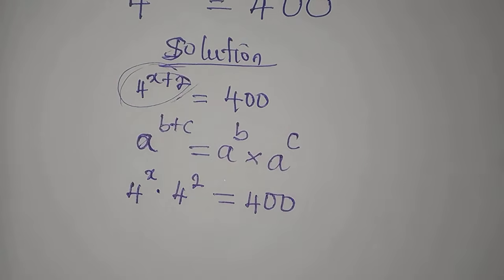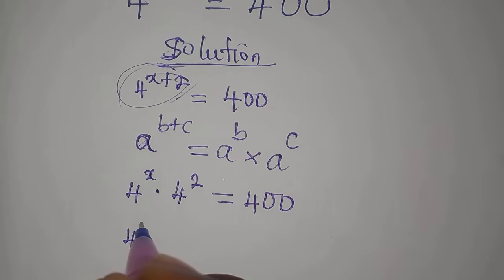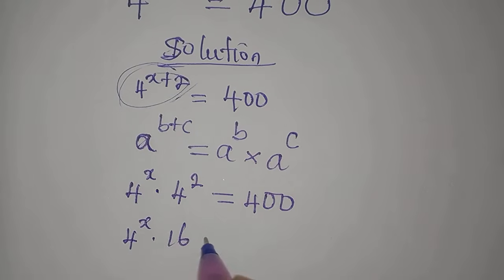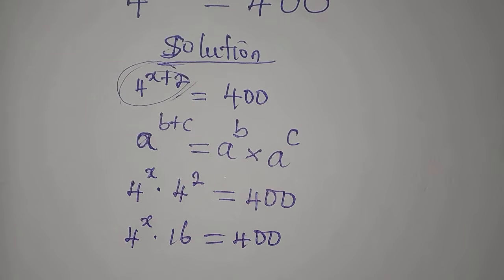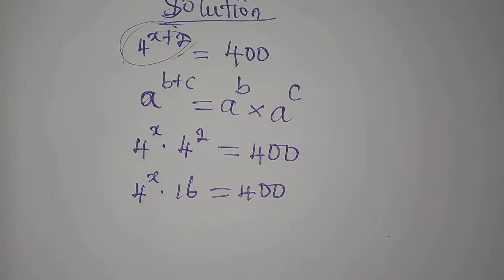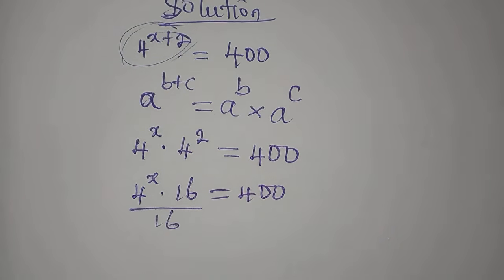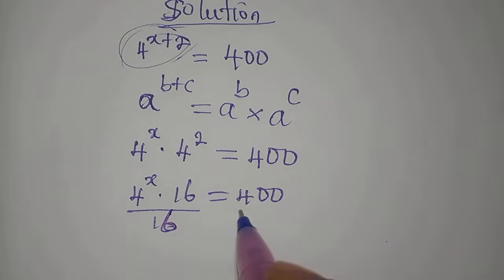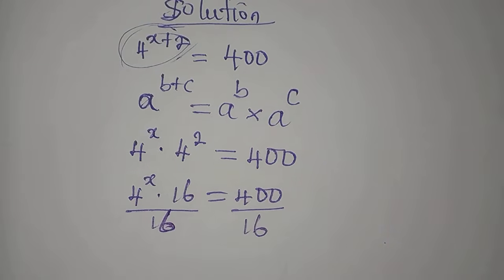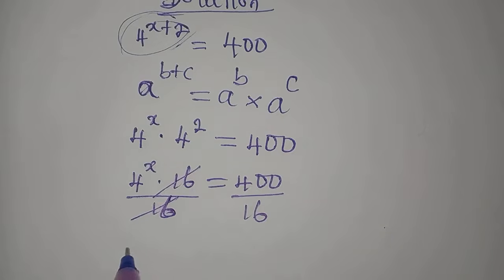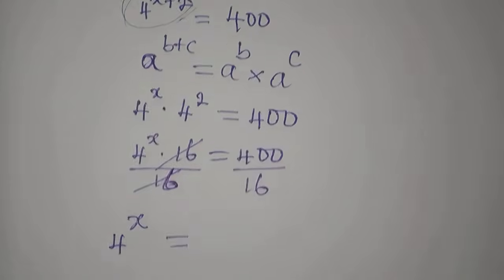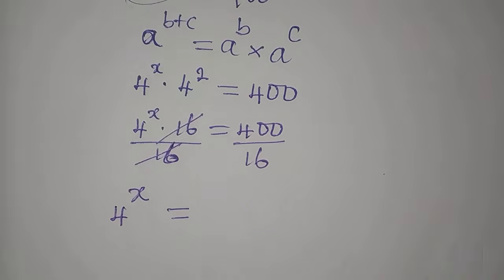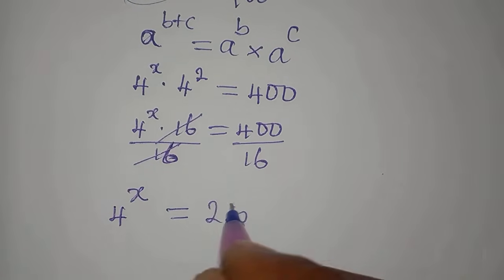And we'll take a step further. This is 4 to the power of x times 16 equals 400. Because we are multiplying 4 to the power of x by 16, to remove 16 from here, we need to divide it by itself, 16, and that will reflect on the other side. This will take this out. Then 4 to the power of x will be equal to 400 divided by 16, which gives us 25.